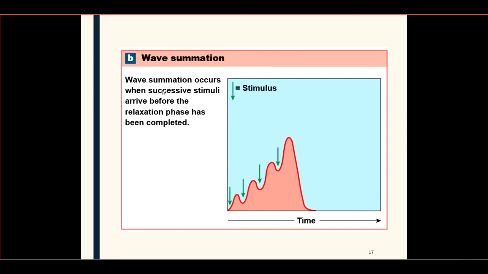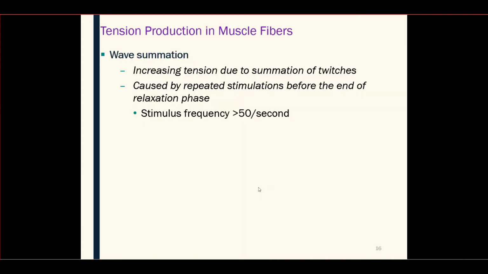So this concept is known as wave summation. This occurs when successive stimuli arrive before relaxation has been completed, right? We're hitting the muscle fiber while it's in relaxation. Okay, so this is wave summation. I'll go back to the verbiage for a minute. This is an increasing tension due to the summation of the twitches. It's caused by repeated stimulations, highlight right here, before the end of the relaxation phase. In order to do this, we have to stimulate that muscle fiber more than 50 times in a second. Remember with the treppe, it was less than 50 times in a second.